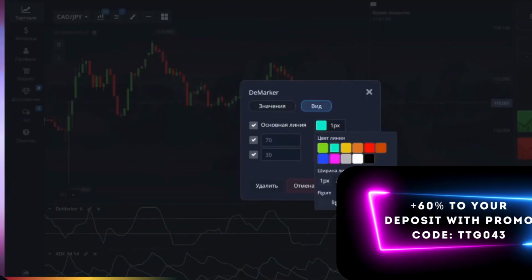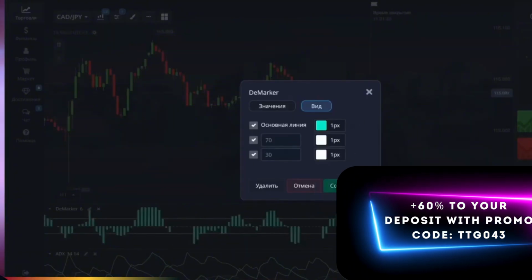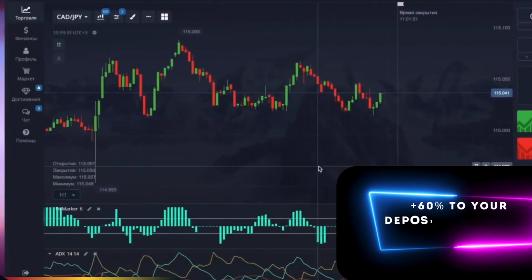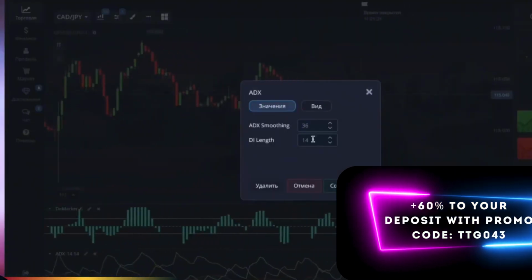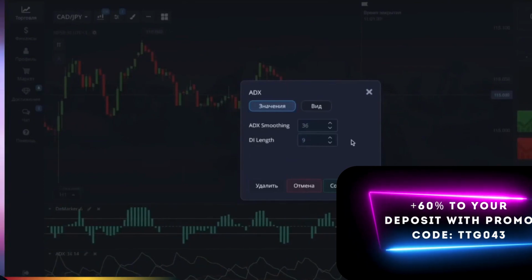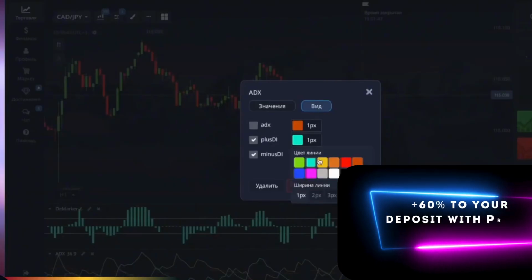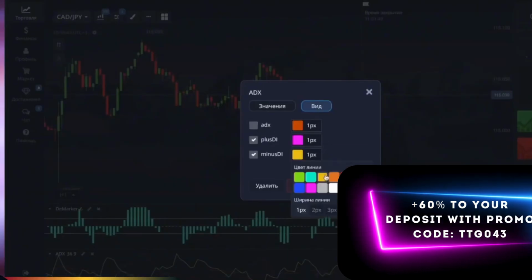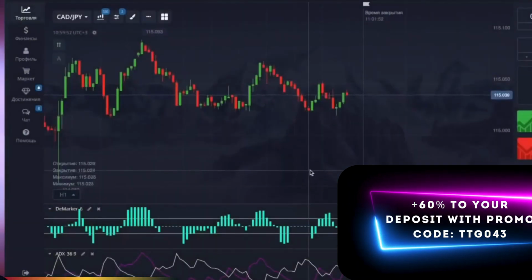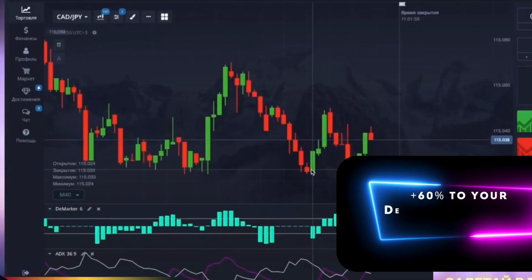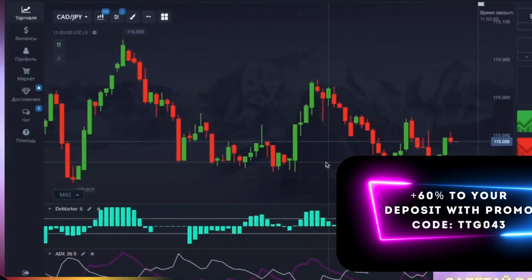Now let's go back to the main line and change it to a histogram and save all these settings. A bit later, I'll explain why it's more convenient to work with the histogram. Next, in the ADX indicator, change the first value to 36 and the second value to 9. Then go to the View tab and disable the ADX line. Set the plus line to purple and the minus line to white and save. Working with the DMarker histogram and ADX without using the ADX line is more convenient for trend trading because it simplifies the analysis.